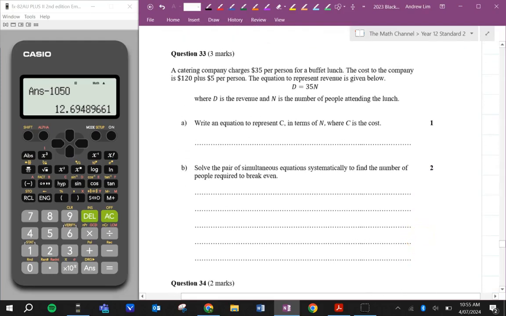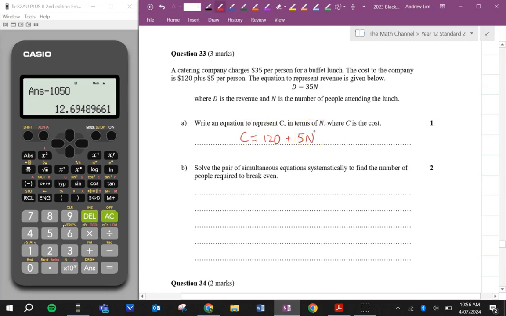Question 33. A catering company charges $35 per person for a buffet lunch. The cost to the company is $120 plus $5 per person. The equation to represent revenue is given below. D is equal to 35N, where D is revenue and N is the number of people attending the lunch. Write an equation to represent C in terms of N, where C is the cost. So the cost is $120 plus $5 for every person.